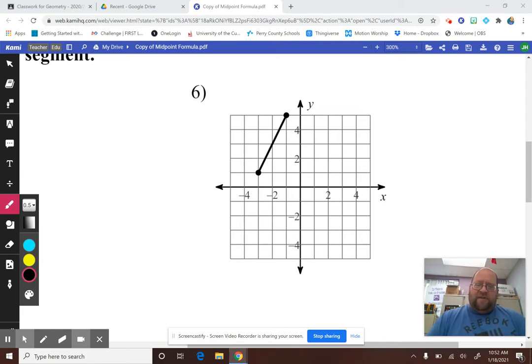So first, let's identify our 2 points that we have. We've got a point up here at the top. That would be -1, +5. So I'm going to go ahead and put that up here. And then we also have this point right here, which would be -3, +1. I'm going to write that over here, just so maybe you can see it a little bit better. So you get an idea of what we've got here. We've got these 2 points, and we're asked to find the midpoint.